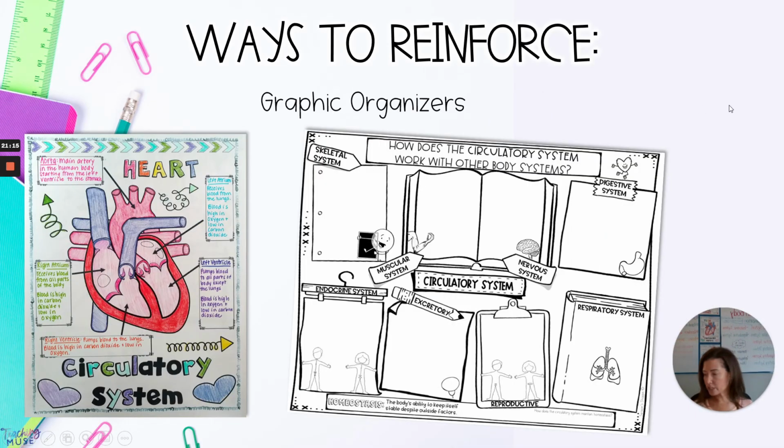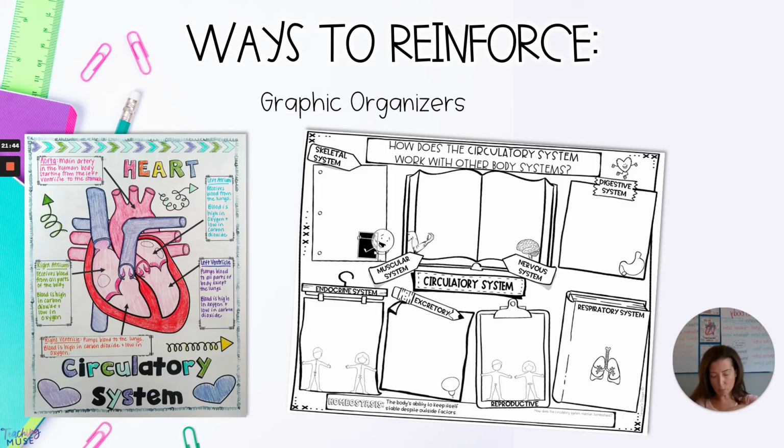Other ways to reinforce that I love, love, love are different graphic organizers. So I have a graphic organizer here. This would tell us about the circulatory system. I have them do one of these for each part of the circulatory system. So for the heart, the blood, and the blood vessels. But then again, they also need to make sure that they understand how the circulatory system is working with the other body systems. So they complete this note sheet so that they are able to show me the connections.